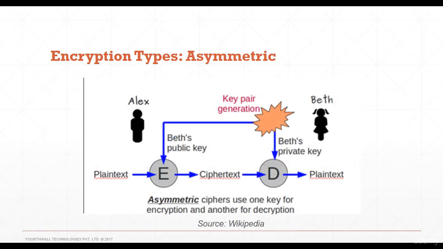So let's talk about the asymmetric encryption. In this, there is an involvement of two or more keys. Generally we would use two keys here. One is called the private key and the other is called the public key. The public key here is used to encrypt the messages, and the private key is used for the decryption of the messages.